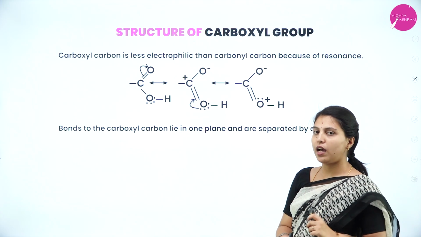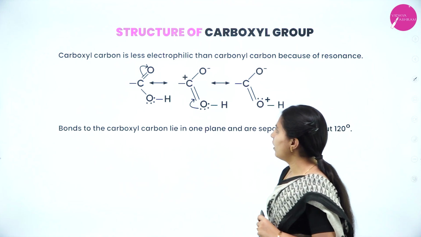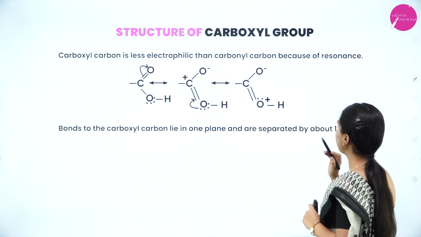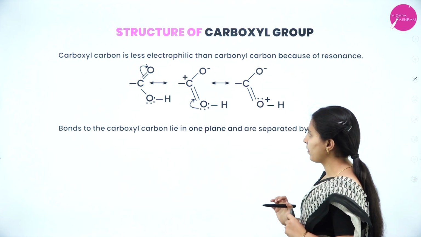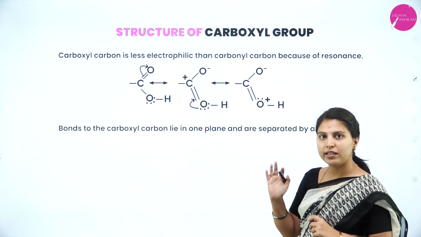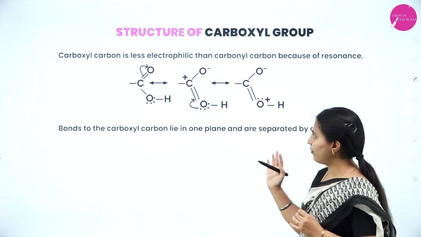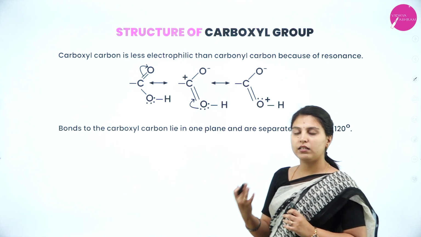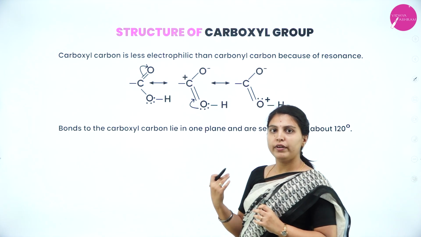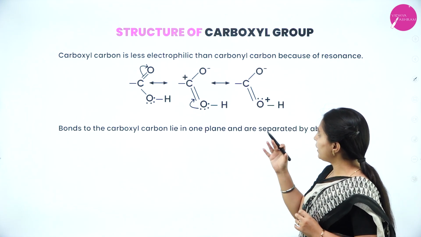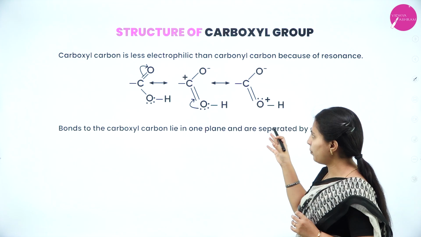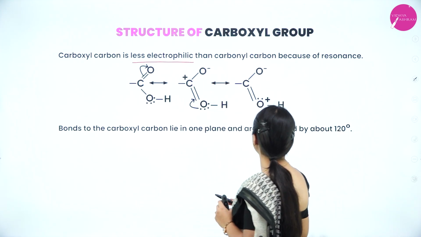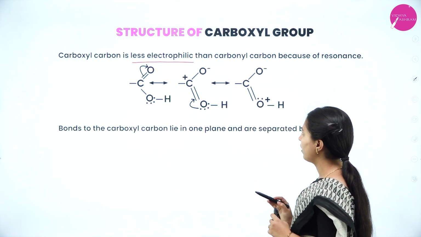Next, structure of the carboxyl group. The carboxyl carbon is less electrophilic than the carbonyl carbon because of resonance. Less electrophilic means it has less power of gaining electrons. So compared to the carbonyl, the carboxyl group is less electrophilic than the carbonyl carbon because of resonance.